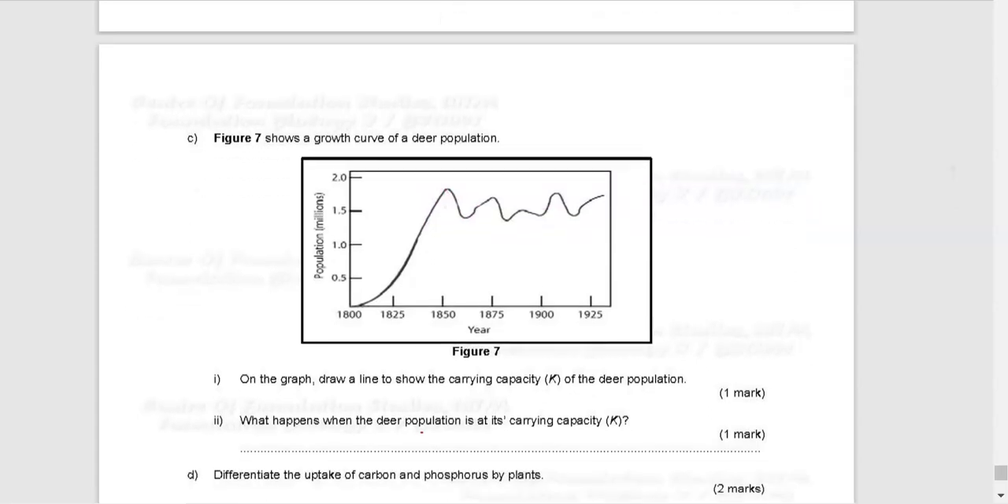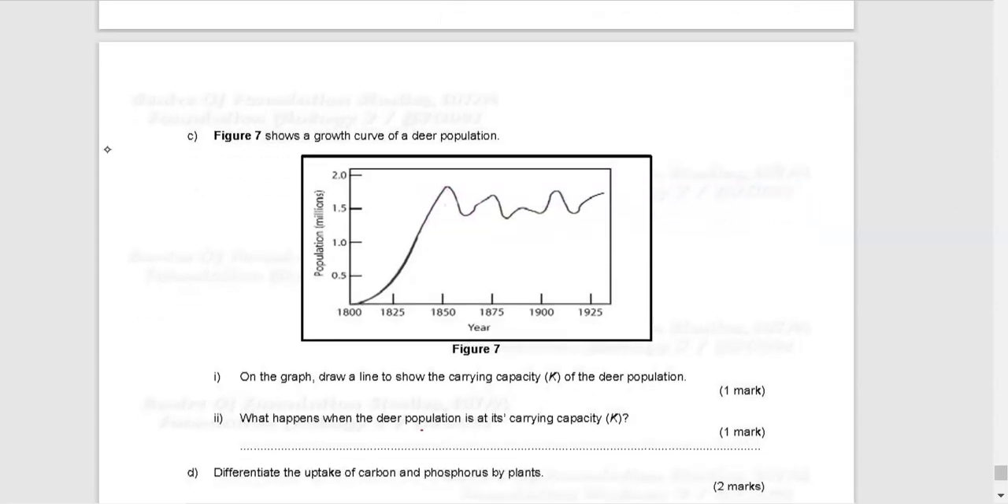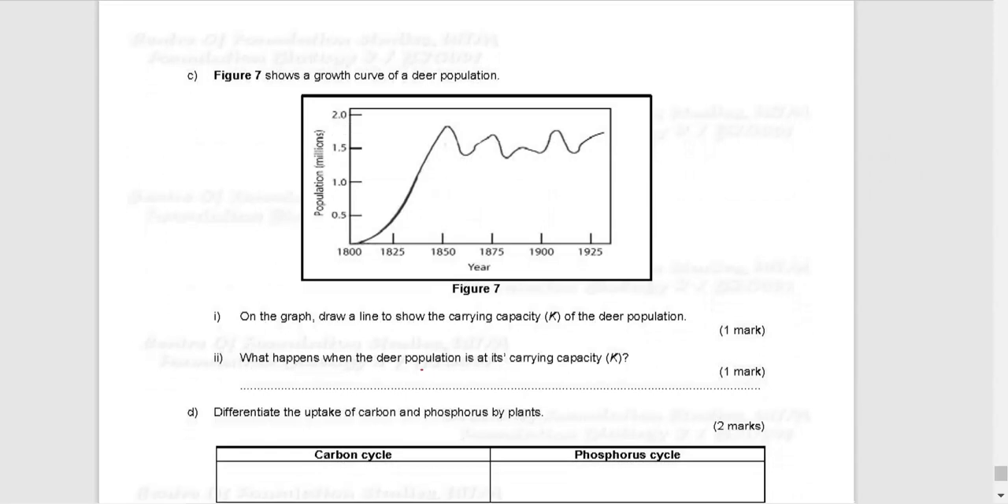Okay, so for question C, figure 7 shows a growth curve of a deer population. On the graph, draw a line to show the carrying capacity K of the deer population.